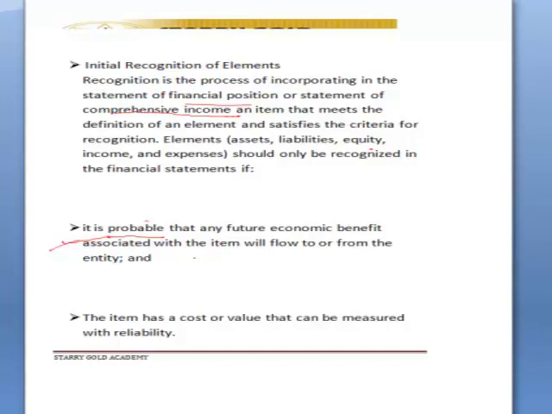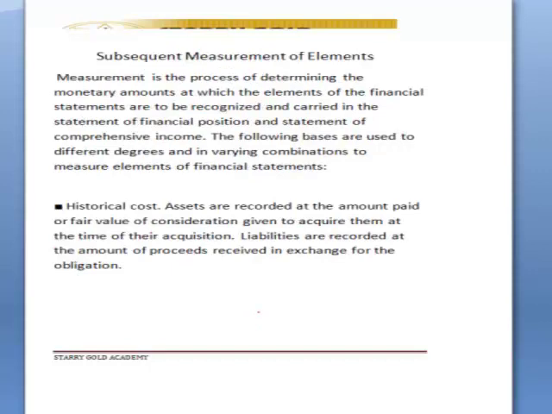That's the first condition. Two, the item has a cost or a value that can be measured with reliability. It must be measured with reliability. That's the second condition. Then after which, subsequent measurement of an element, whether asset, liabilities, income or expenses. What will be the subsequent measurement?